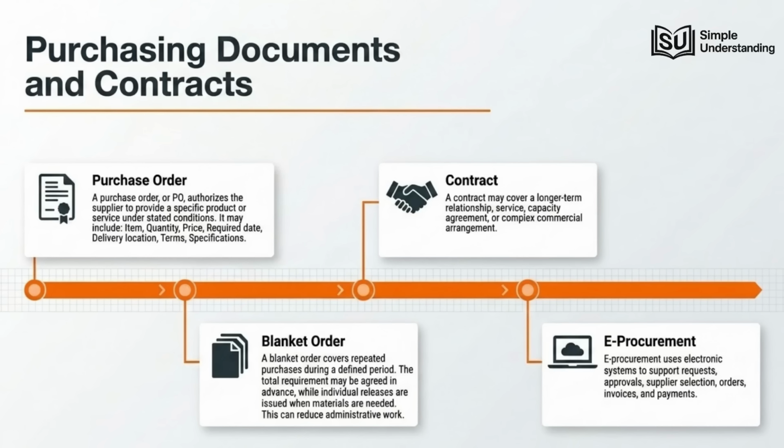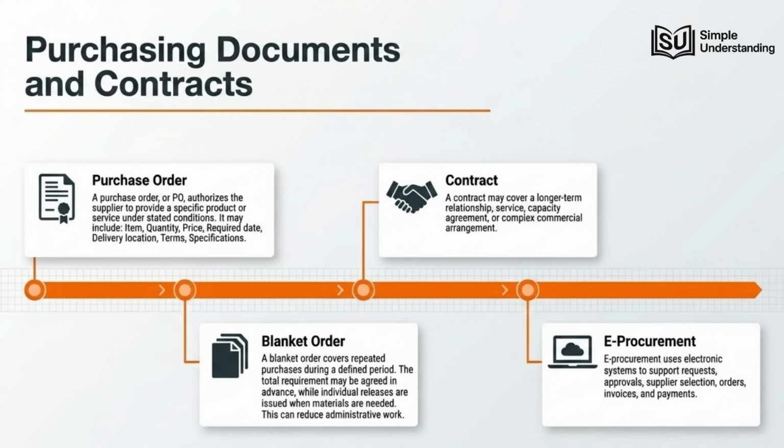Purchase order. A purchase order, or PO, authorizes the supplier to provide a specific product or service under stated conditions. It may include item, quantity, price, required date, delivery location, terms, specifications. Blanket order. A blanket order covers repeated purchases during a defined period. The total requirement may be agreed in advance, while individual releases are issued when materials are needed. This can reduce administrative work.